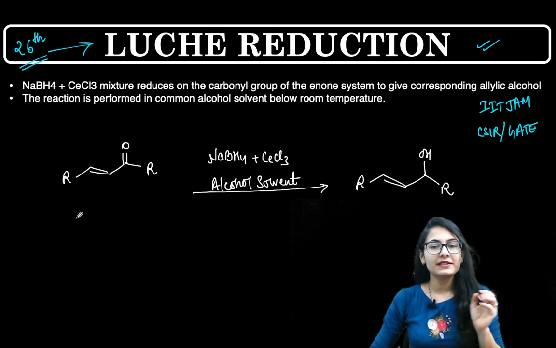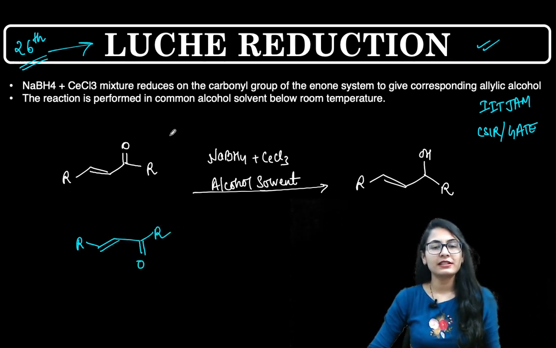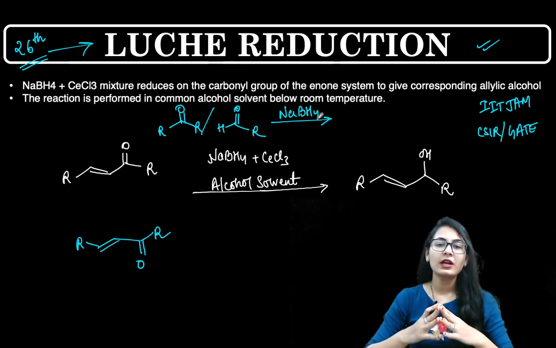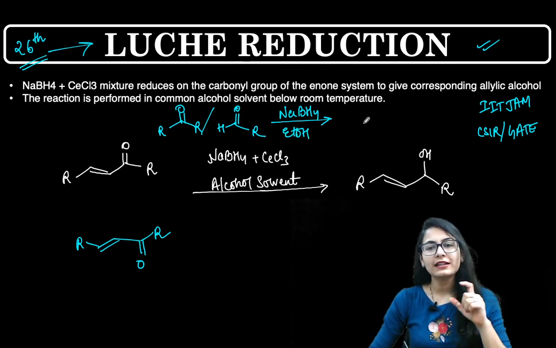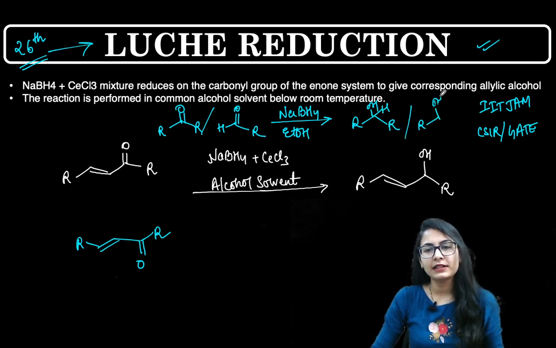What actually happens is, if we are having an enone system, where does the problem arise in reduction? If we are having a normal ketone or aldehyde, then using sodium borohydride, you already know, a very popular reducing agent. Normally using sodium borohydride in the ethanol medium gives you reduction of the aldehyde or the ketone very well. That gives you alcohol. It could be your ketone or it could also be your aldehyde.